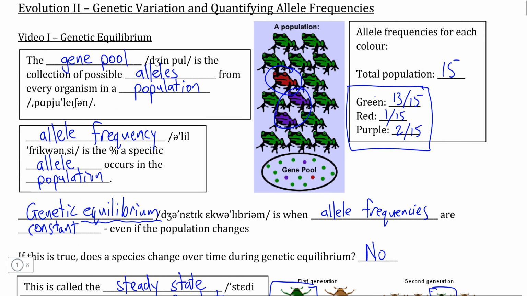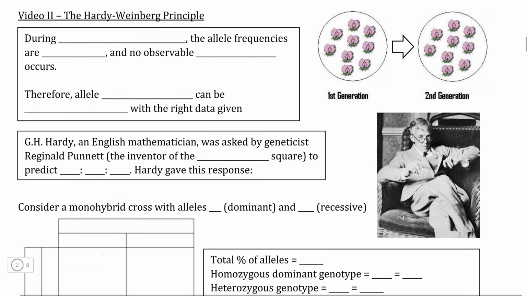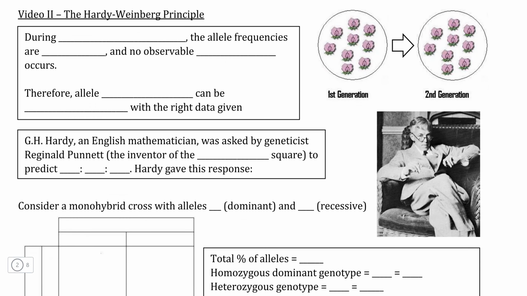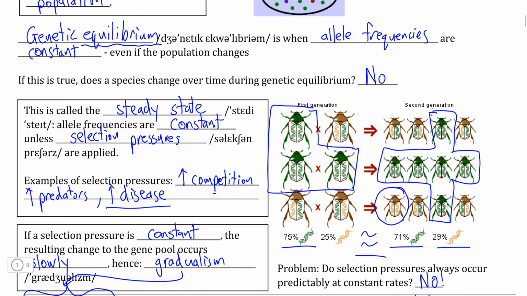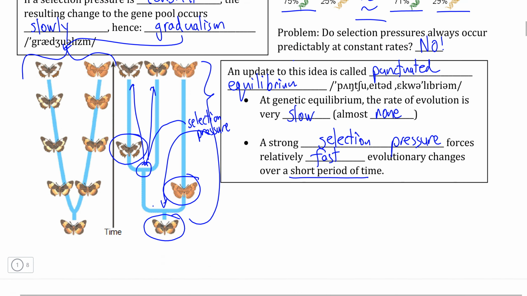In the follow-up video to this video, we're going to look at the actual mathematical way that allele frequencies can be determined within a population, and how evolutionary biologists use allele frequencies in order to determine whether a population is in genetic equilibrium or not, and therefore predict whether a population is more likely to undergo gradualist evolutionary change or change according to punctuated equilibrium.